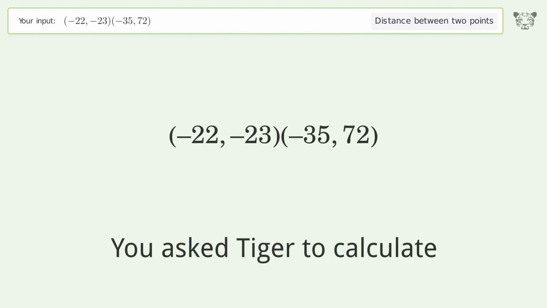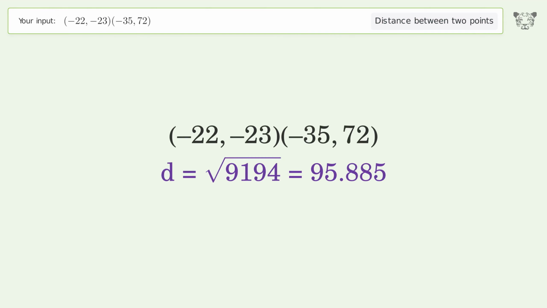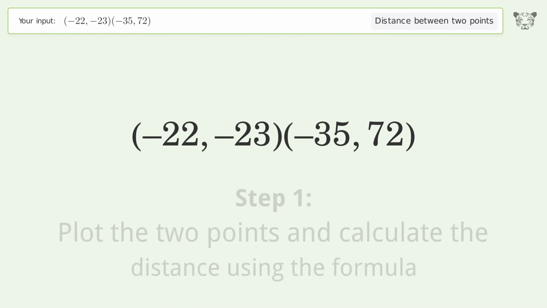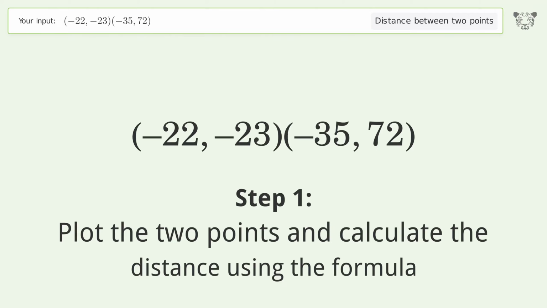You ask Tiger to calculate. This deals with the distance between 2 points. The distance between the 2 points is the square root of 9,194, or 95.885. Let's solve it step by step. Plot the 2 points and calculate the distance using the formula.